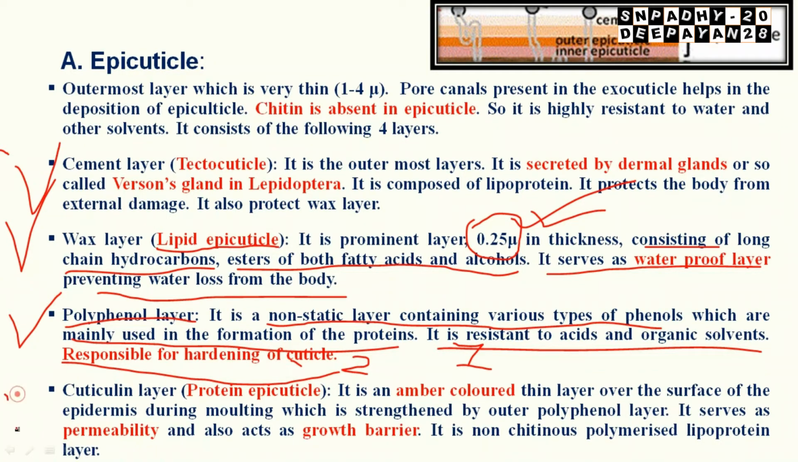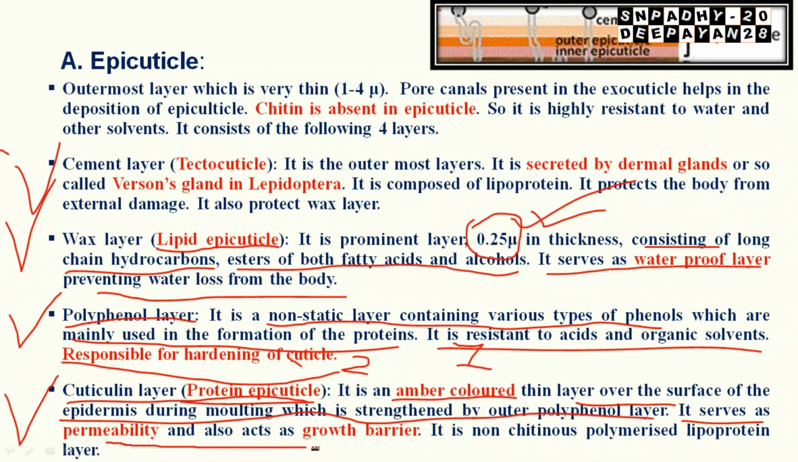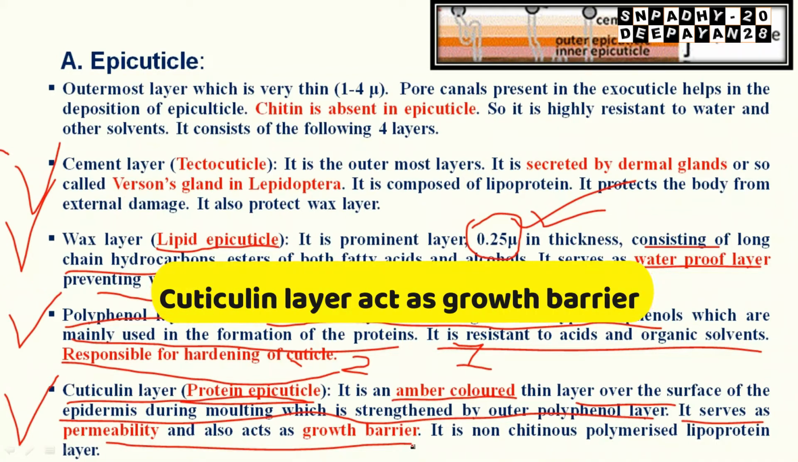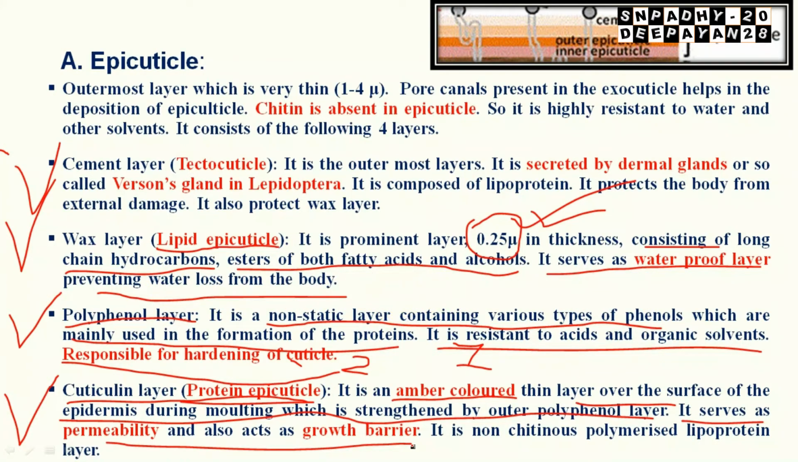Then come to the last one, the cuticulin layer, also called protein epicuticle. It is an amber colored thin layer over the surface of the epidermis during molting, which is strengthened by the outer polyphenol layer. These things are not required. It serves as permeability and also acts as a growth barrier. It is a non-chitinous polymerized lipoprotein layer.